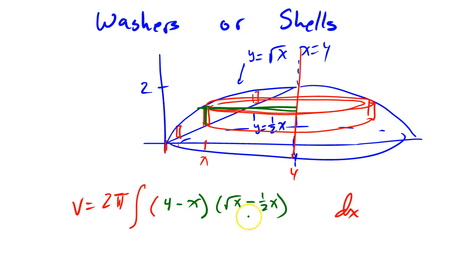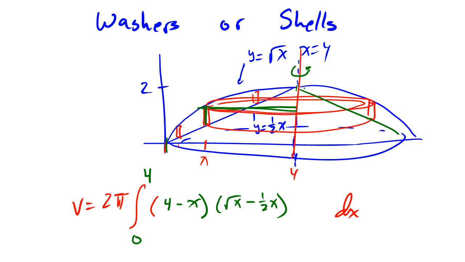2 pi times the radius times the height times dx. What values of x am I interested in? Well, the smallest value of x is 0. The biggest value of x here is 4. So that should calculate the volume generated by this region as it rotates around the line x equals 4.